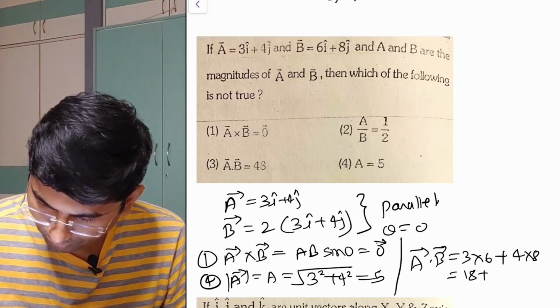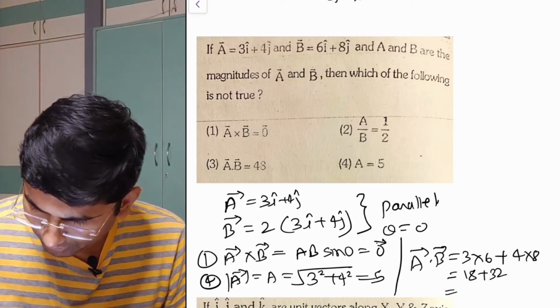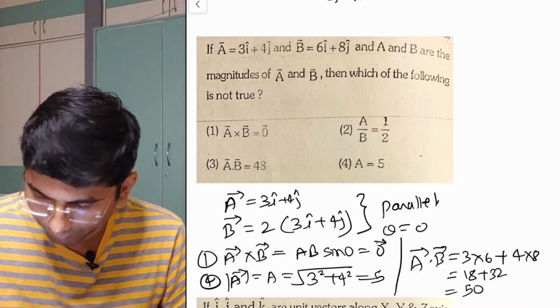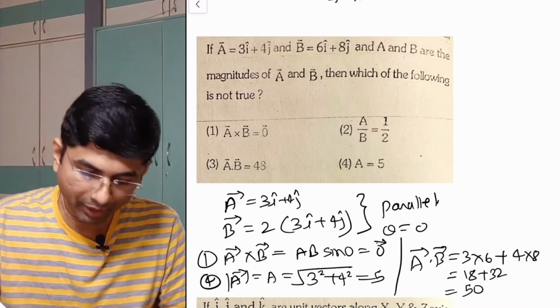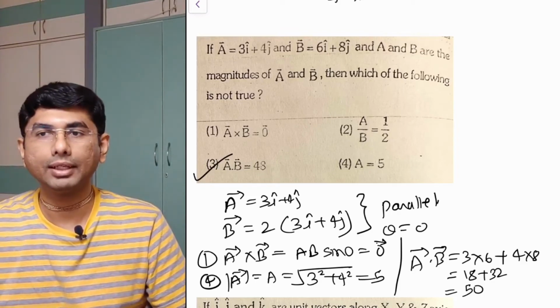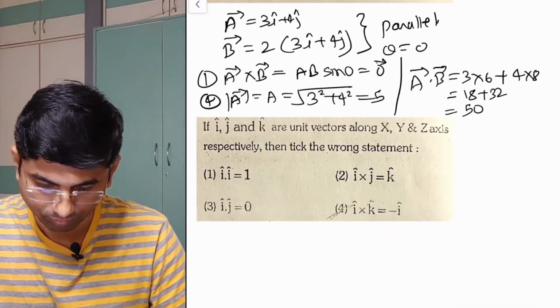Plus 32, the answer is coming as 50. Addition of both is 50 and here it is given 48, therefore my answer will be C. That's the answer. Next question.